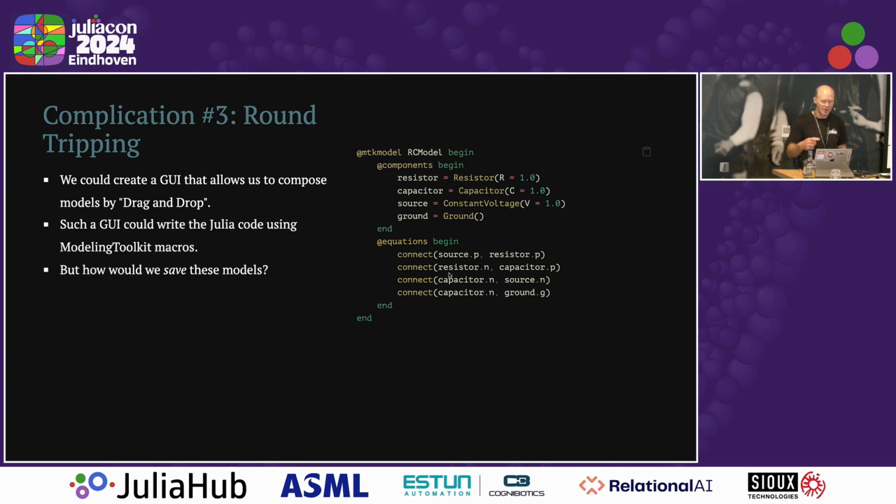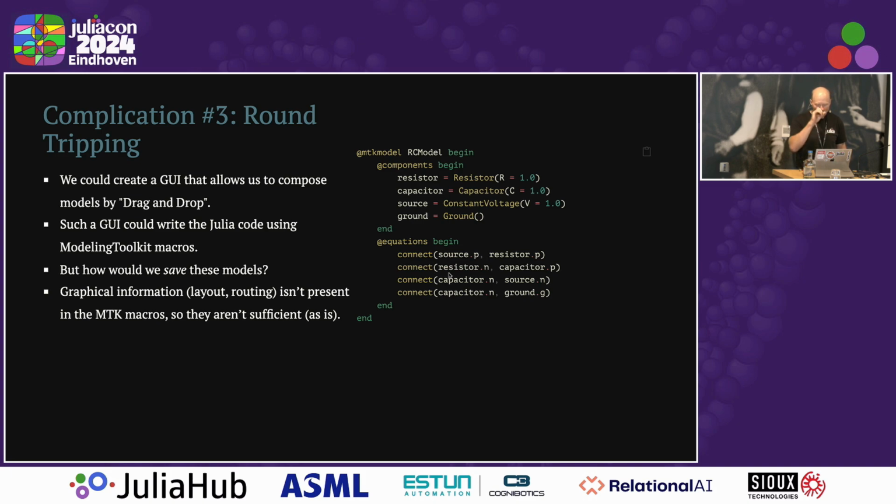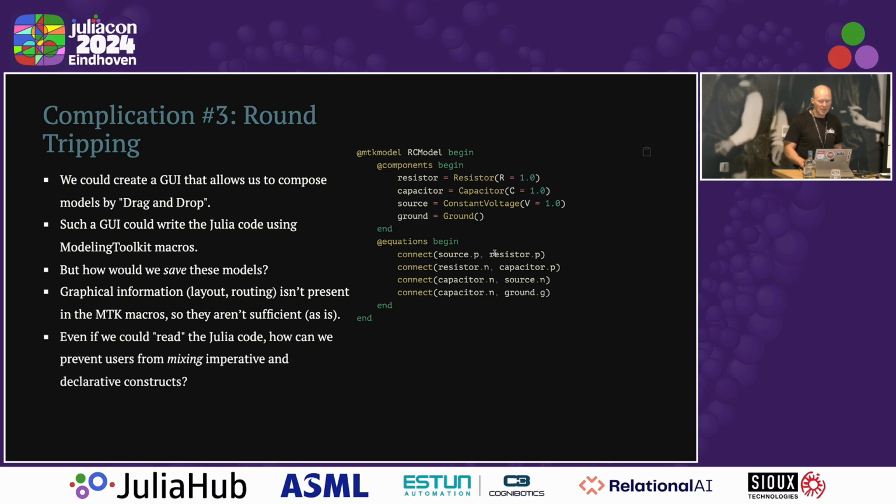But then what happens when you want to edit it in the textual mode and then load it back into the graphical user interface? There's this back and forth, what we call round tripping. How would you manage that? If you just have a system that takes a graphical representation and generates code, how can we iterate on that? Because the graphical information that we need isn't present in this code. Things like where components are laid out, how the connections in the system are routed, and so on. So we get this complication of again mixing imperative and declarative and reading and writing these things.